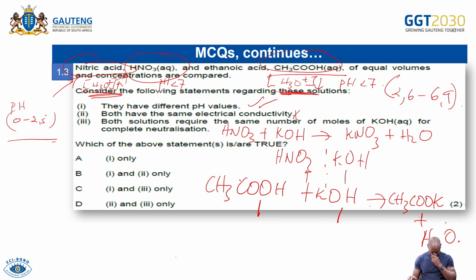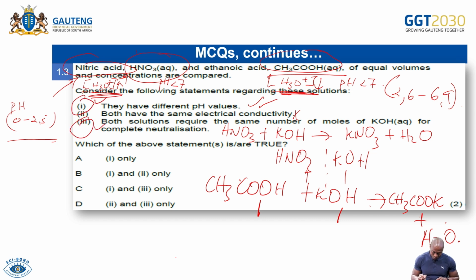Now let's go back to that statement. Both solutions require the same number of moles of potassium hydroxide for complete neutralization. So I'm looking at the number of moles. For the first one, where you have nitric acid plus potassium hydroxide, the ratio is 1 is to 1. And then the second one, ethanoic acid plus potassium hydroxide, the ratio of ethanoic acid to potassium hydroxide is also 1 is to 1. Which means that both solutions require the same number of moles of potassium hydroxide for complete neutralization. So Roman figure 1 is correct.